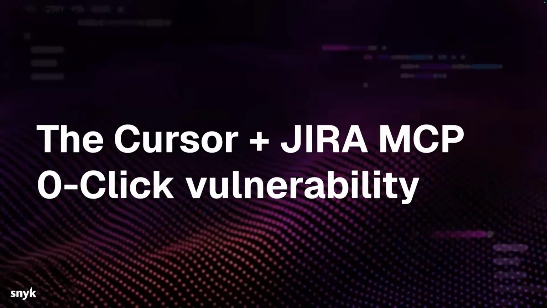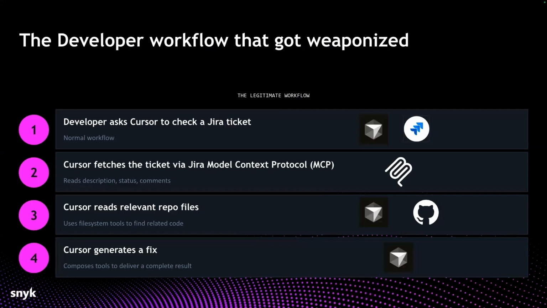First of all, I'd like to go through a use case you might have heard of that happened this last year. It's the Cursor plus Jira Model Context Protocol zero-click vulnerability. First, let's define what a legitimate workflow for new developers in this AI context looks like. For those of you not familiar with these new tools and workflows, this is what a legitimate workflow would look like.